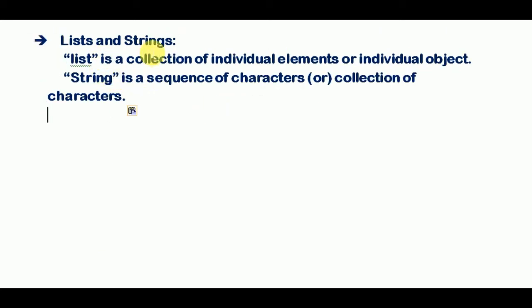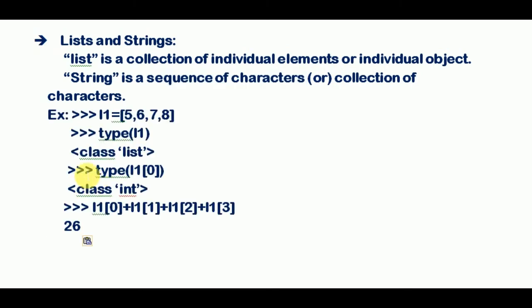Next one is list and strings. A list is a collection of individual elements or individual objects, and a string is a sequence of characters or collection of characters. Now let's take an example. Here we have one list, L1 equals 5 6 7 8, and when we check the type of that list, it is a list type. Its class is the list class.